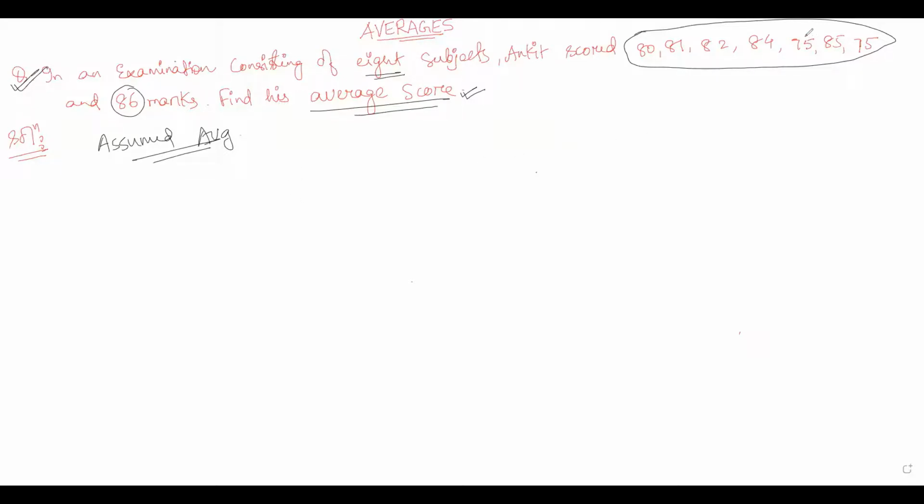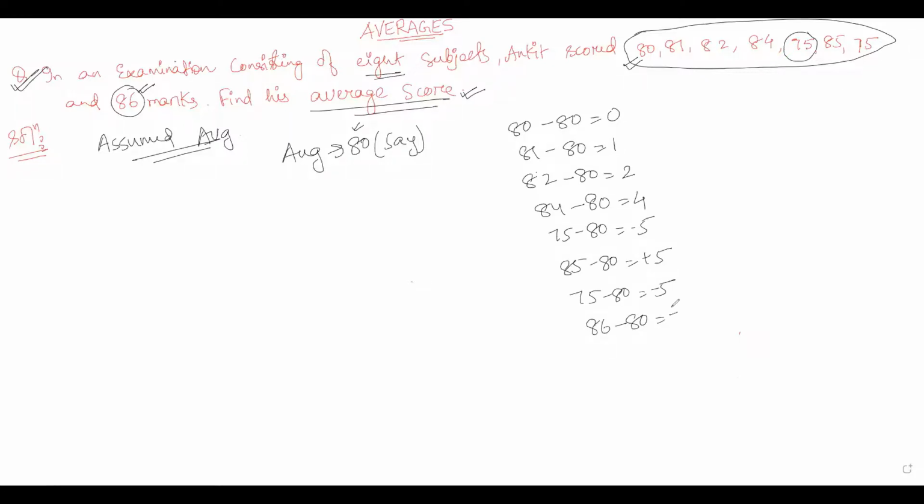So here the lowest number is 75 and the highest number is 86. So we can assume any number between 75 and 86 as the average will lie between the lowest and the highest number. So let us assume that the average of all these numbers to be 80, say. So using the assumed average method, we need to calculate the deviation of all these numbers from the assumed average. So this would be 80 minus 80, which would be 0, 81 minus 80, which would be 1, 86 minus 80, which would be plus 6.